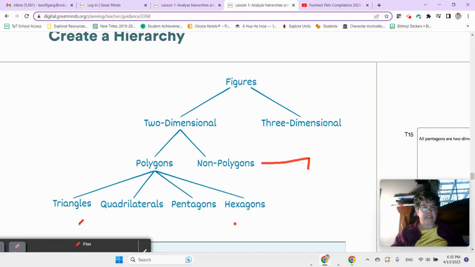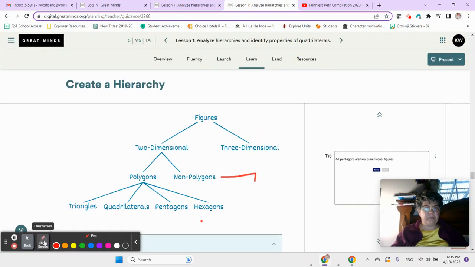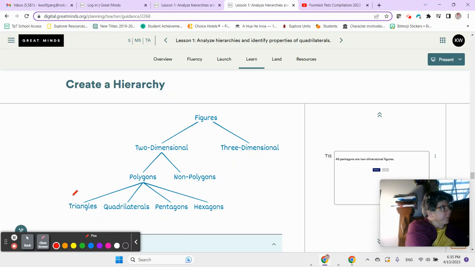And this is a hierarchy, just like our hierarchy of musical instruments. This hierarchy starts at the top with the general category, and each level underneath shows more specific categories. According to the hierarchy, what are some examples of special types of polygons? Here are our special types of polygons. They're more specific. Each category in the hierarchy shares the names and properties of the types above it.